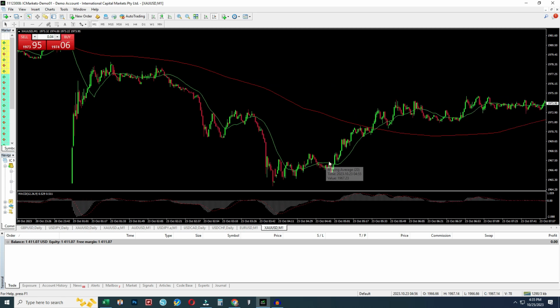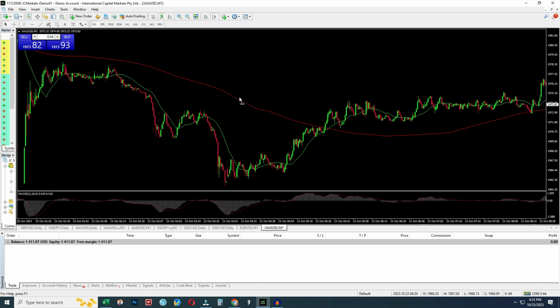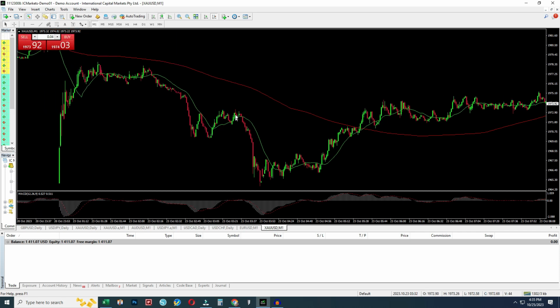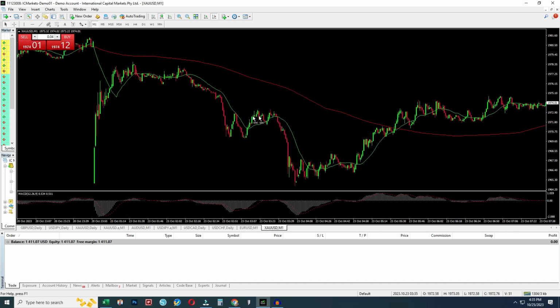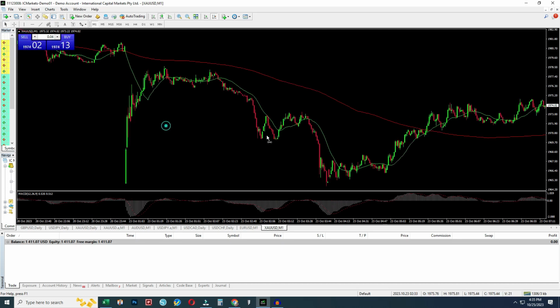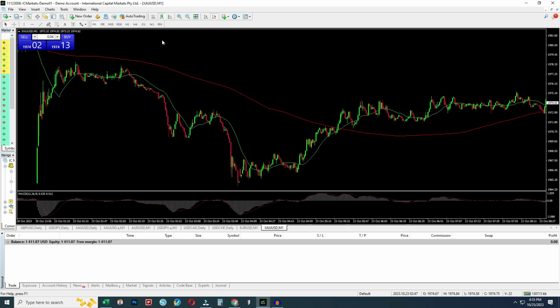So that's one of the strategies of the, what you call, rubber band effect. See, from here it tries to fall down, it tries to go back to the 200 moving average. Then I will teach another strategy, whatever position you open, you will be in a winning position.